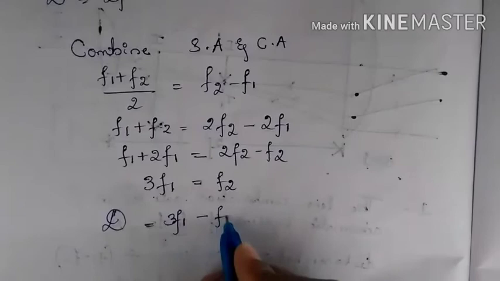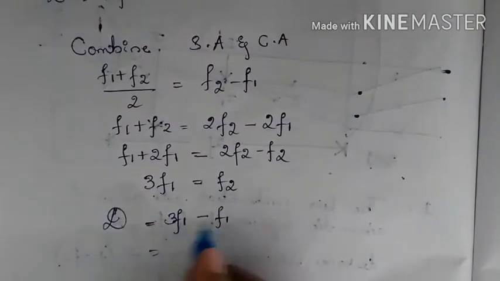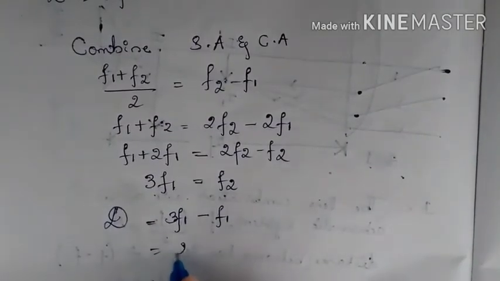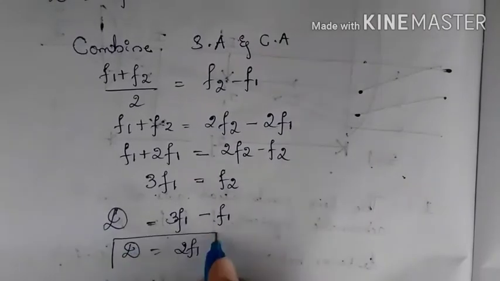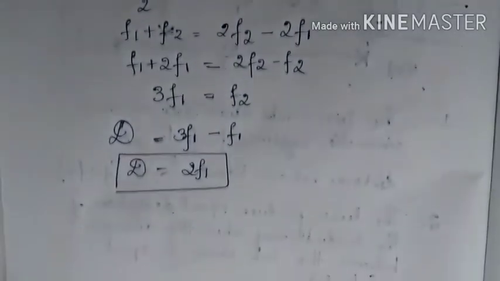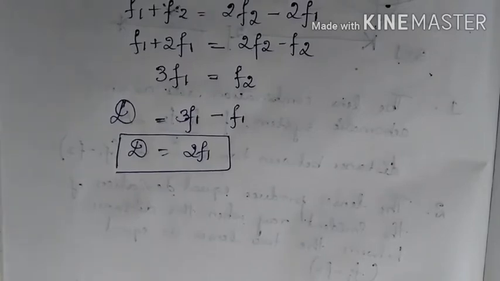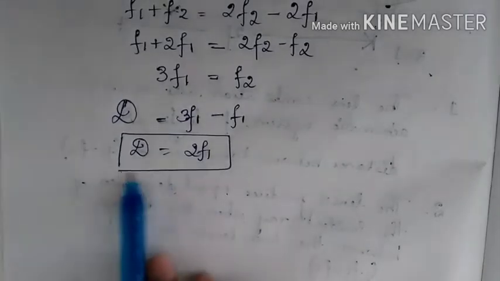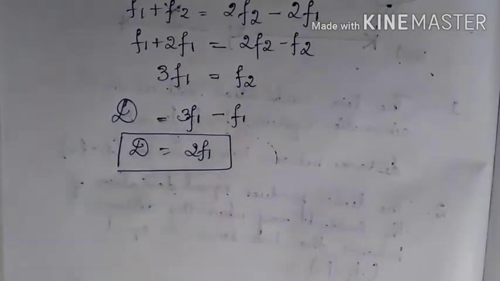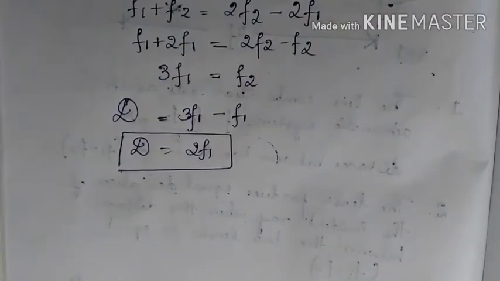Now the separation distance D will be what? 3F1 minus F1. So this D is F2 minus F1. So 3F1 minus F1 will give 2F1. So that is what I have written here for spherical aberration. The distance again what we got is 2F1. So to satisfy the conditions for minimum chromatic and spherical aberration, the focal length of the field lens should be 3 times the focal length of the eye lens.